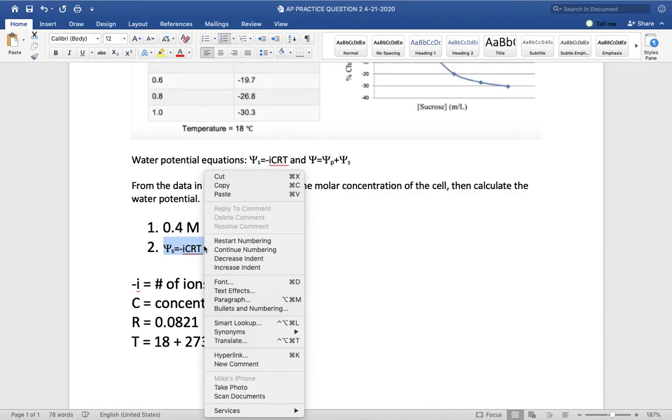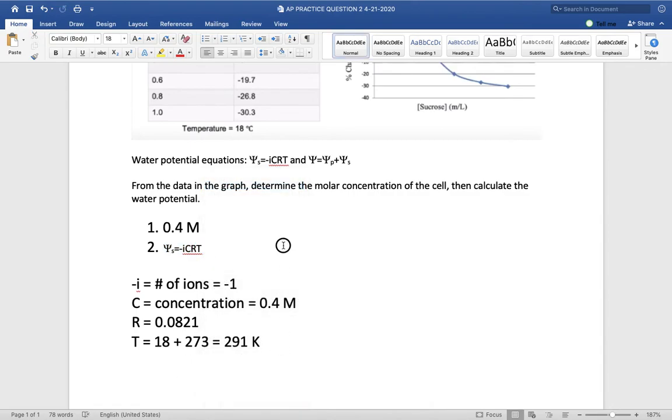And now we can plug and chug by saying that we have a -1 times 0.4 times our constant, 0.0821, times our temperature, and that will give us a final answer of -9.67. In this case, the unit will be bars, which is just a solute potential pressure. So -9.67 bars, final answer for part 2.